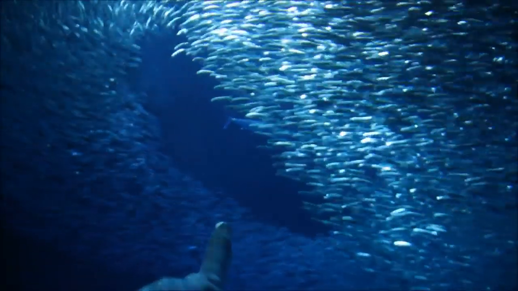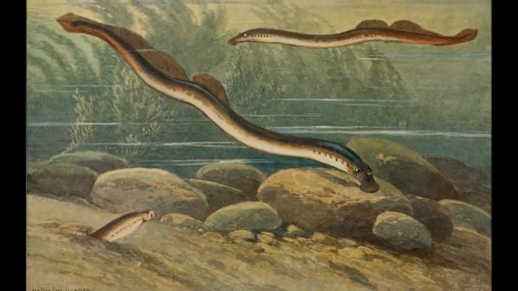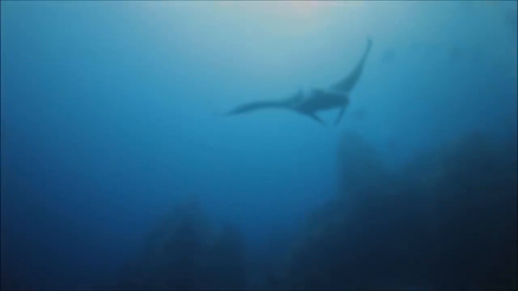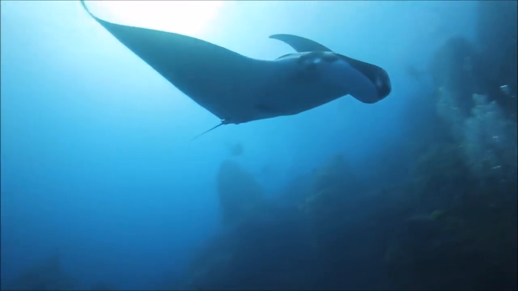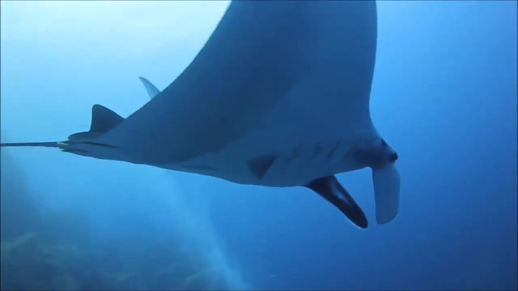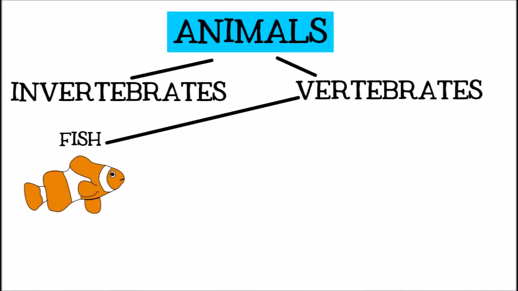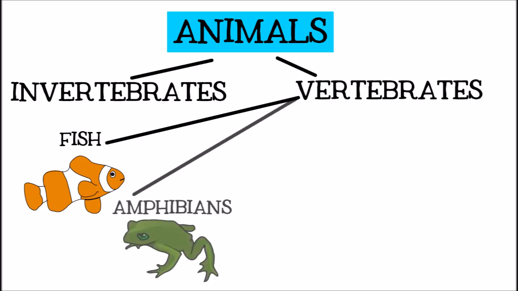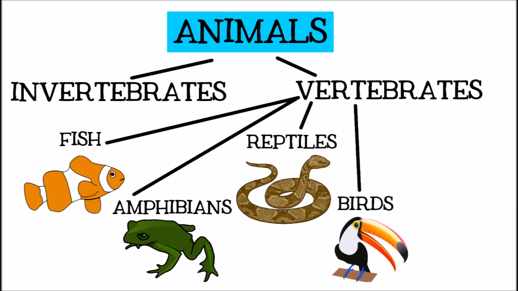Several of these classes are specific types of fish. For example, jawless fish, like lampreys and hagfish, and cartilaginous fish, like sharks and rays. For simplicity's sake, these other classes are usually lumped together with bony fish and just called fish. The four remaining classes of vertebrates will all be very familiar: amphibians, reptiles, birds, and mammals.